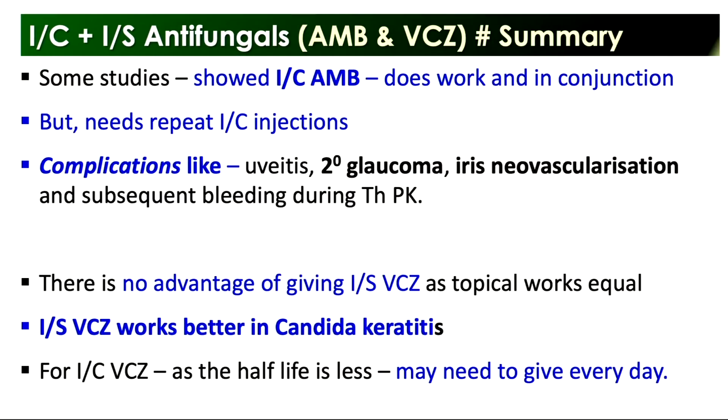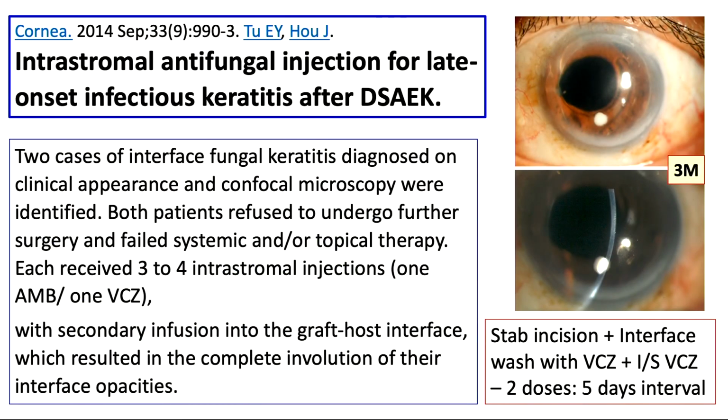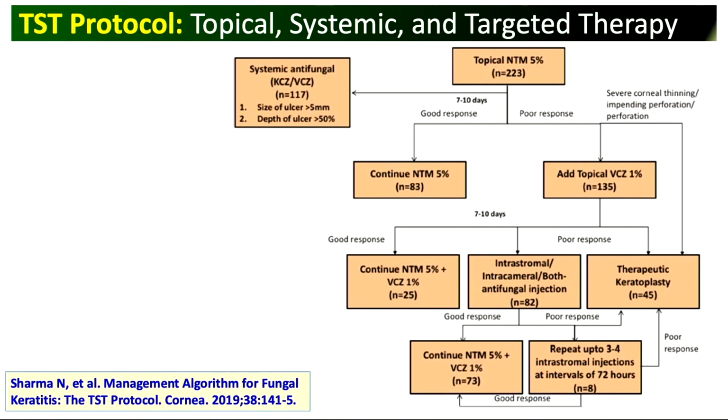So in summary, you have to take a call, but remember that complications like uveitis, secondary glaucoma, and iris neovascularization happen, and subsequently there is a lot of bleeding during therapeutic PK while doing peripheral iridectomy. This is one case report, and this is after a DMEK interface, so you may not have to. These are the ideal cases where you give a stab incision, interface wash, and give intrastromal voriconazole. So the TST protocol is there. This is again by Namrata Sharma.